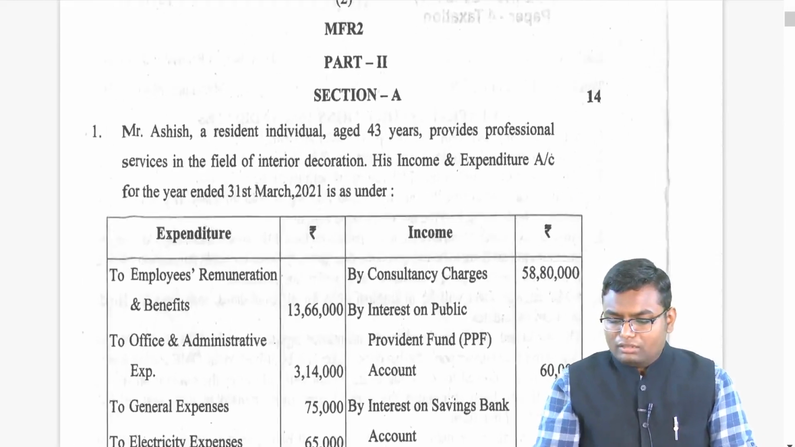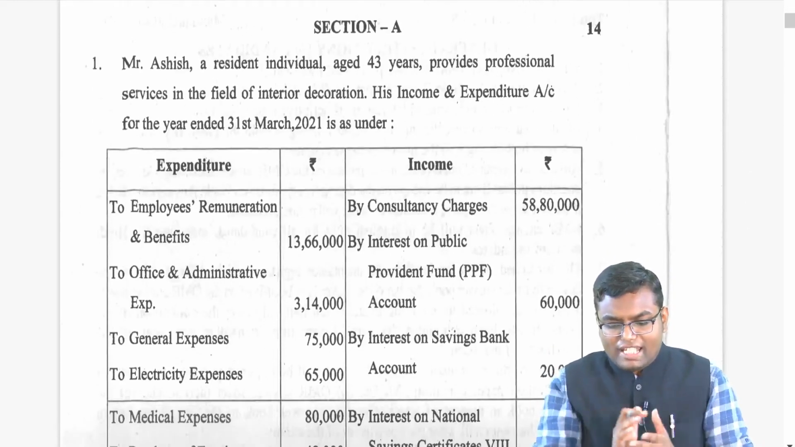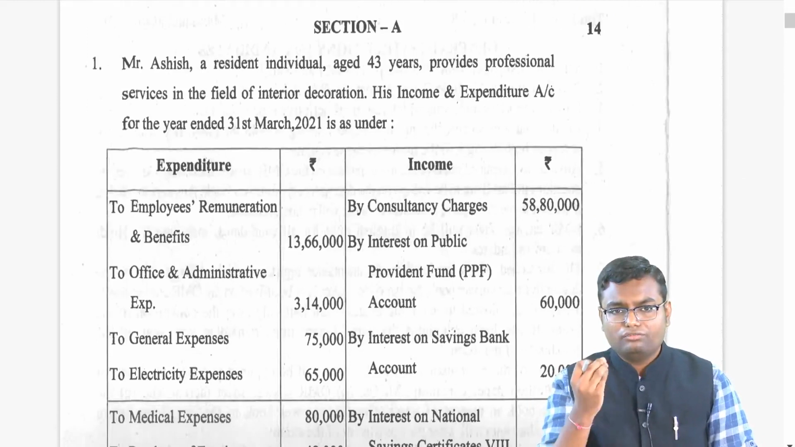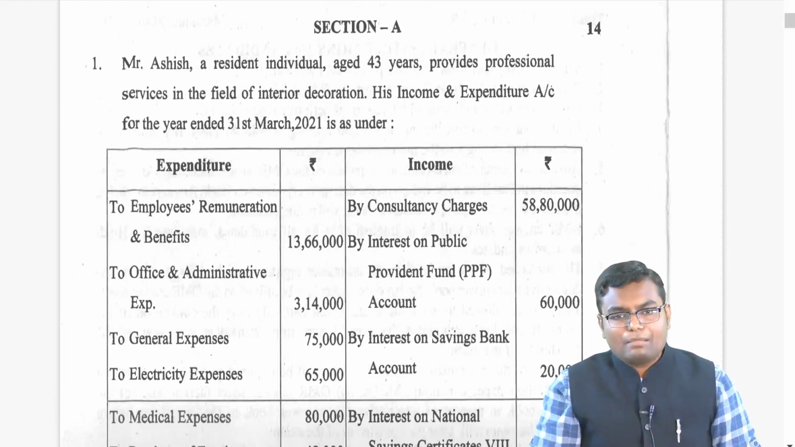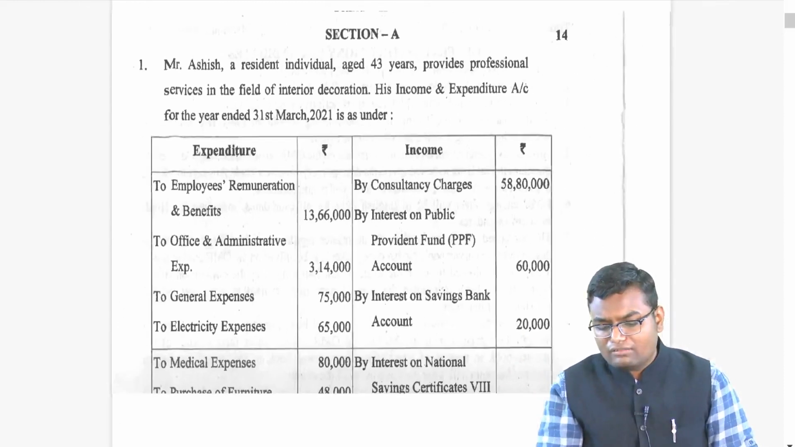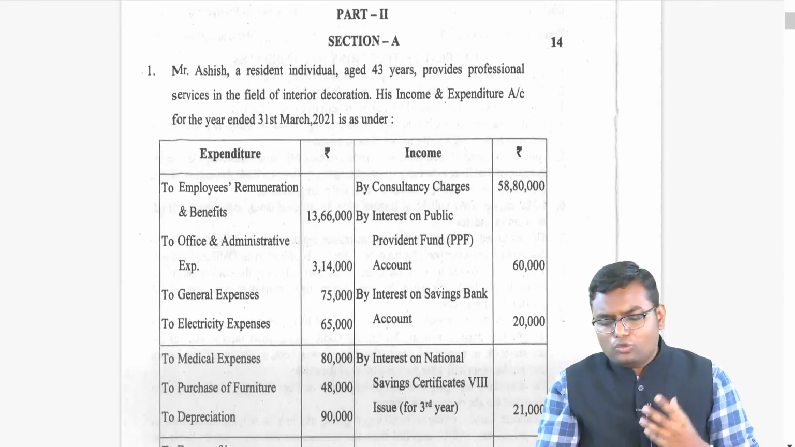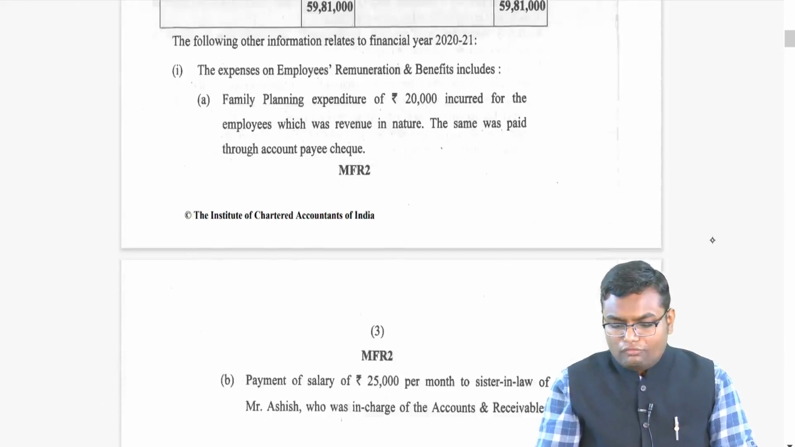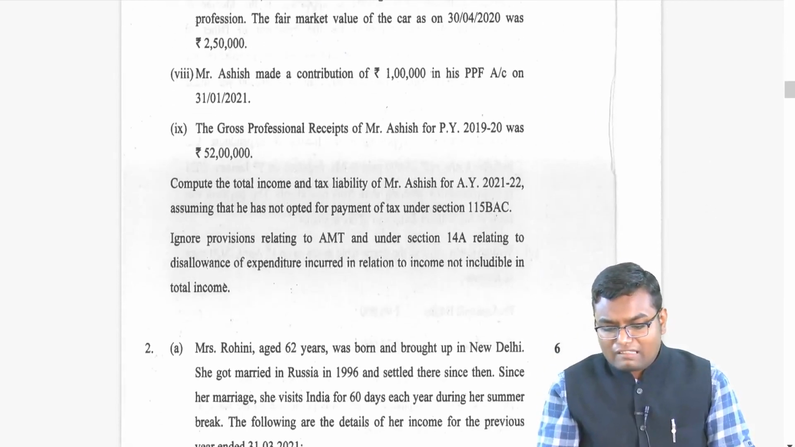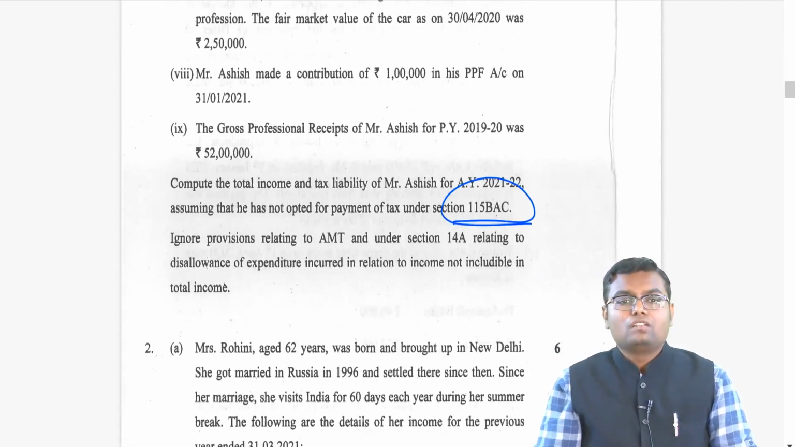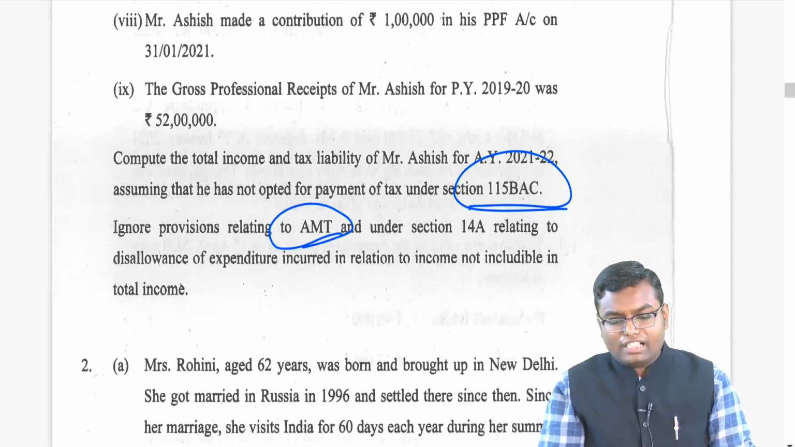See the paper, in Section A, 14 marks for the very first question. Basically in this question they have covered the PGBP chapter, they have covered the IFOS chapter, some part of deductions they have covered, and some very good adjustments were also there. In this 14 mark question, surprisingly they have not asked 115BAC. So 115BAC was not there, even alternate minimum tax credit was also not there in this question.